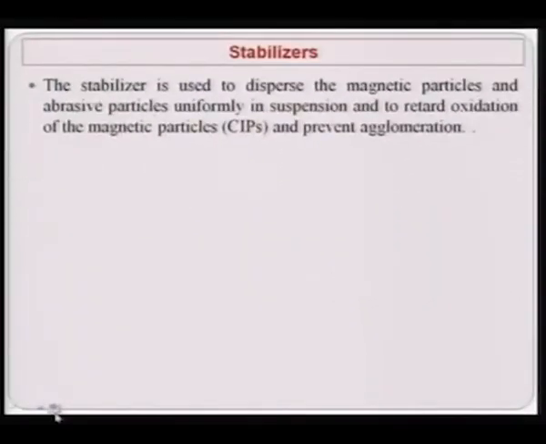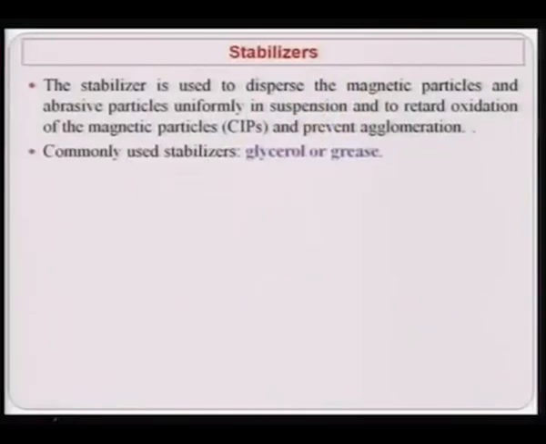Stabilizers. The stabilizer is used to disperse the magnetic particles and abrasive particles uniformly in suspension, to retard oxidation of the magnetic particles, and to prevent agglomeration, which I have emphasized earlier also. Stabilizers are needed so that they do not permit agglomeration of the solid constituents of the MR polishing fluid, that is CIP or carbonyl iron particles and abrasive particles. Commonly used stabilizers are glycerol or grease.